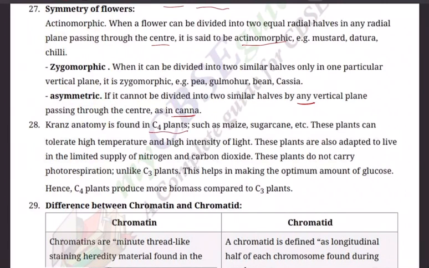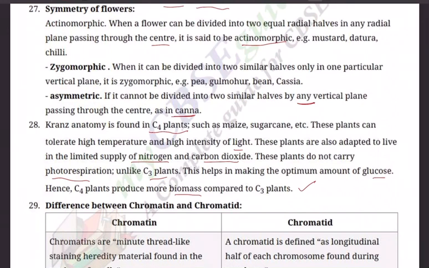Kranz anatomy is found in C4 plants such as maize, sugarcane. These plants can tolerate high temperature and high intensity of light. These plants are also adapted to live in limited supply of nitrogen and carbon dioxide. These plants do not carry out photorespiration. Unlike C3 plants, this helps in making the optimum amount of glucose. Hence, C4 plants produce more biomass compared to C3 plants.